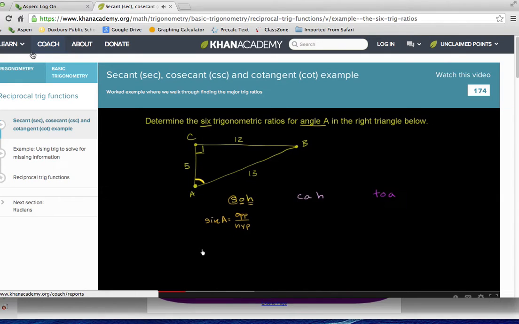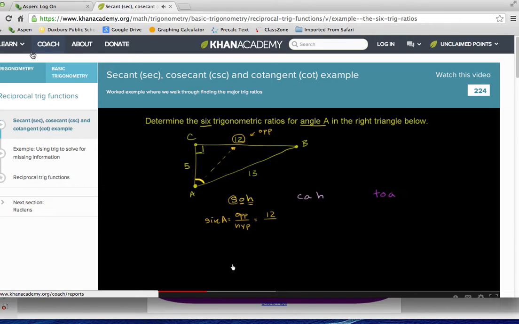Opposite over the hypotenuse. Well, in this context, what is the opposite side to angle A? Well, we go across the triangle. It opens up onto side BC. It has length 12. So that is the opposite side. So this is going to be equal to 12.